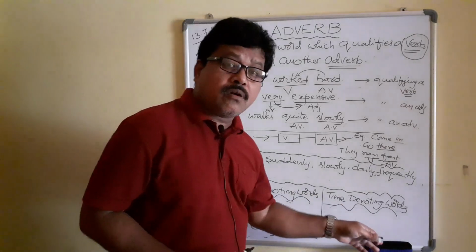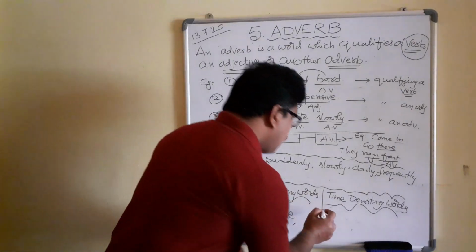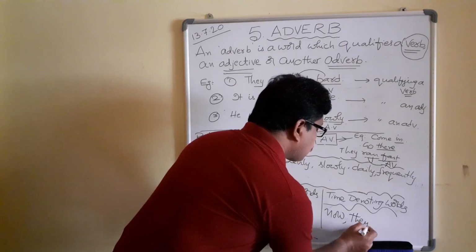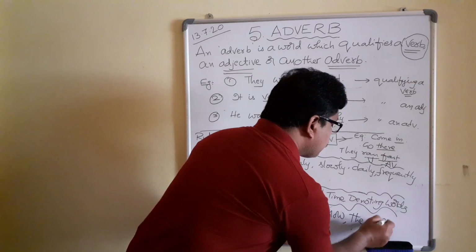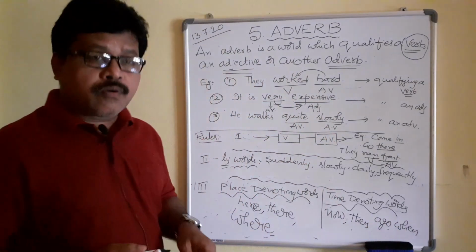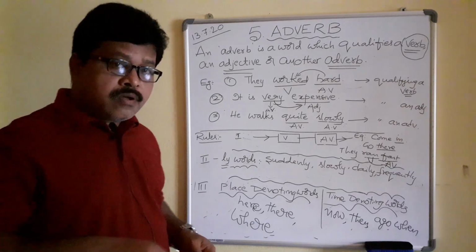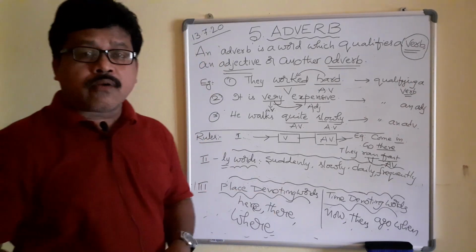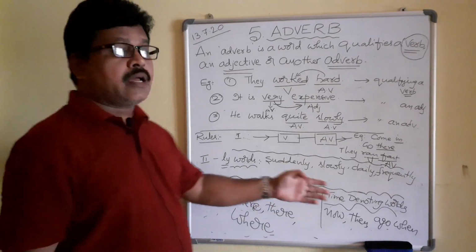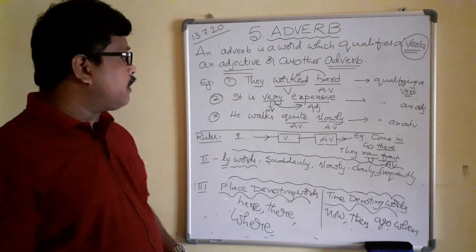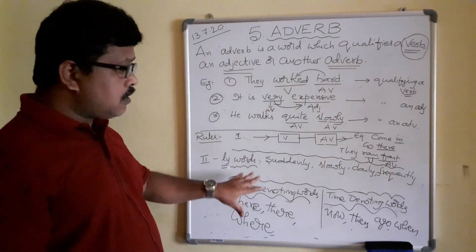Similarly, time denoting words: now, then, when, ago. So all these are adverbs. So place denoting words and time denoting words are adverbs. In this way we can easily identify them. So these are the rules for adverbs.